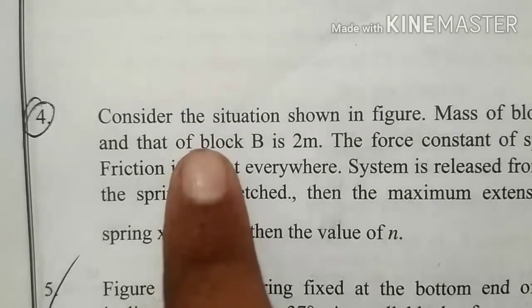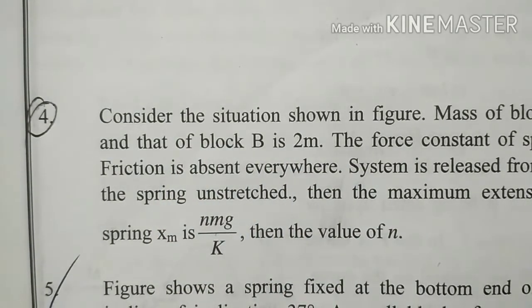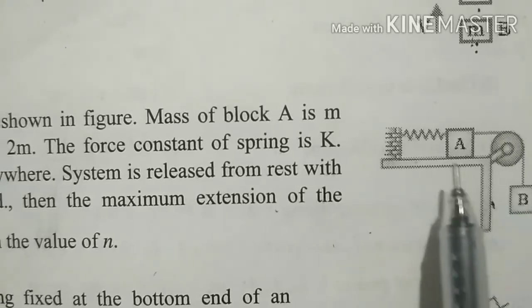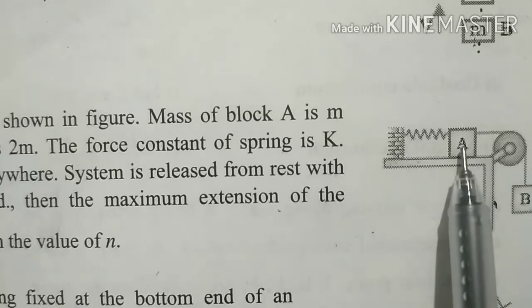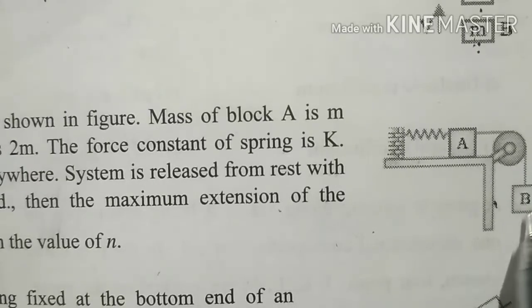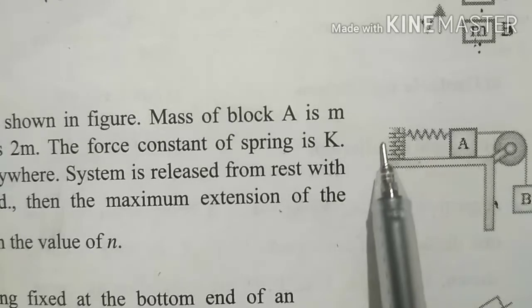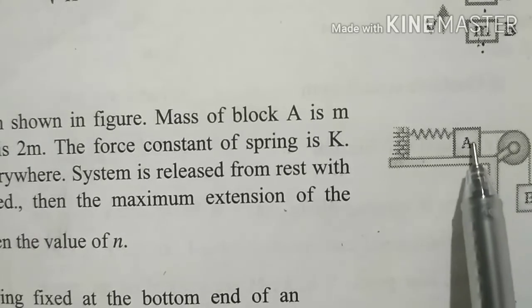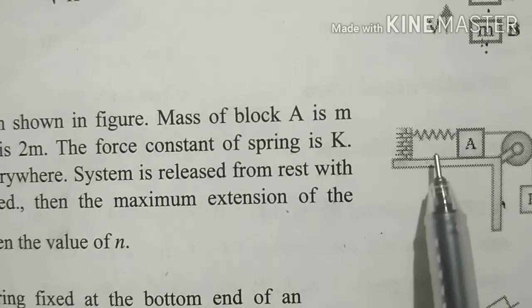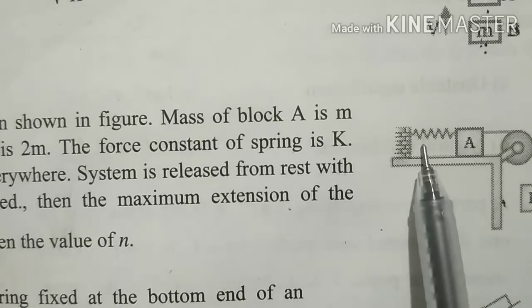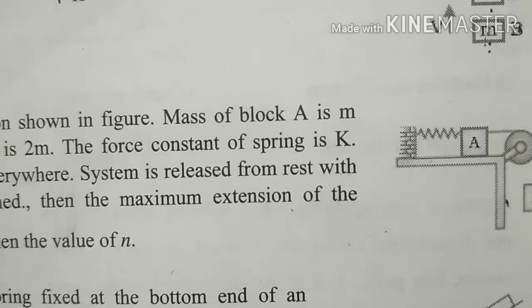So consider the situation shown in the figure. If you consider the problem, two blocks are there. The mass of block A is m, and block B is 2m, and this block is connected to the spring, which is connected to a rigid support. When the system is released from rest, what is the maximum extension of the spring? That is what we have to calculate.